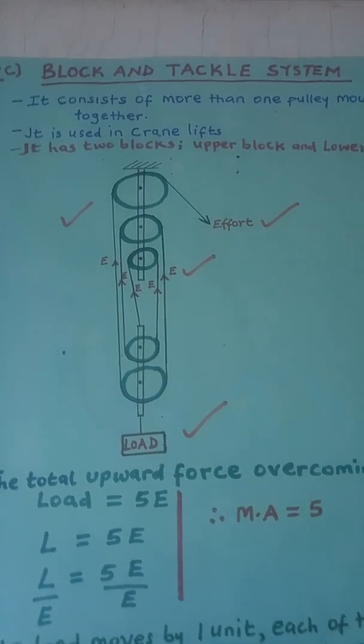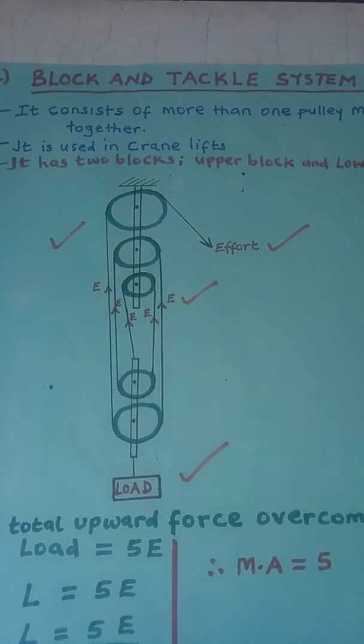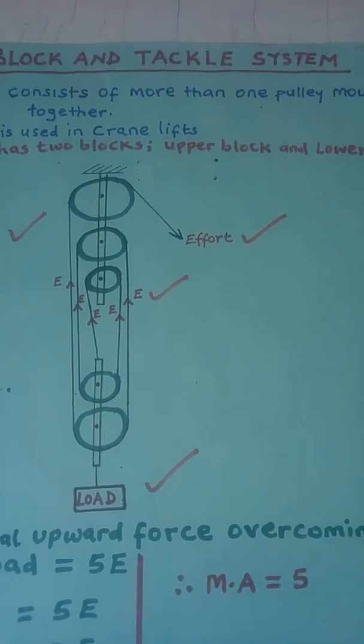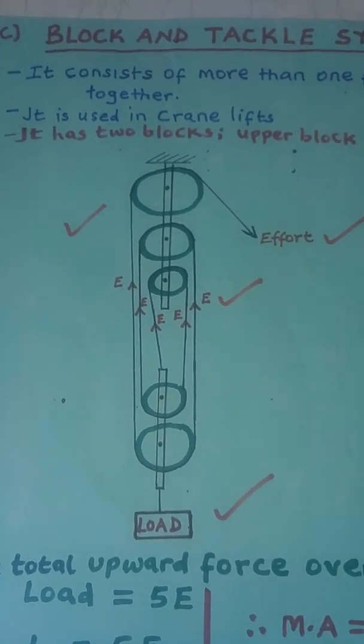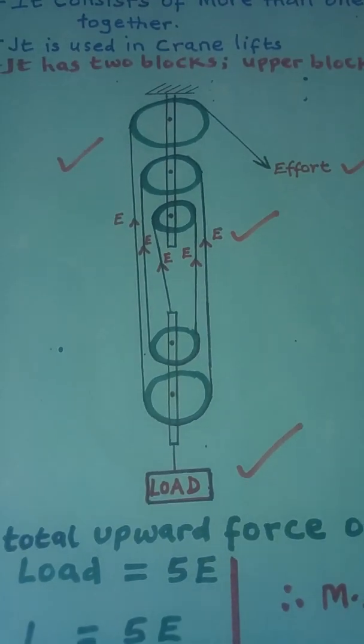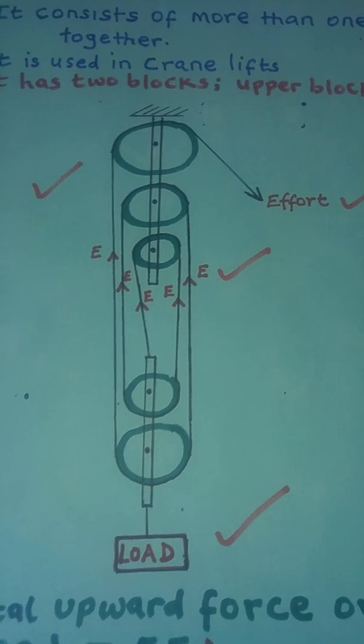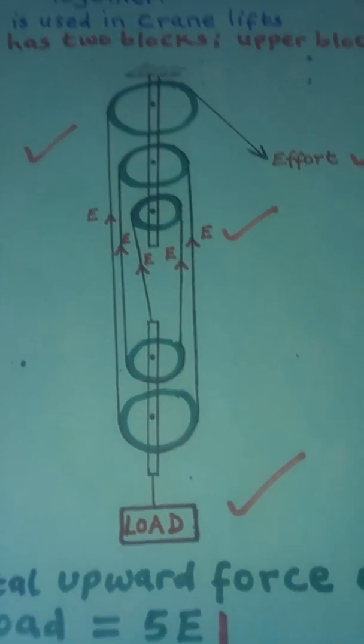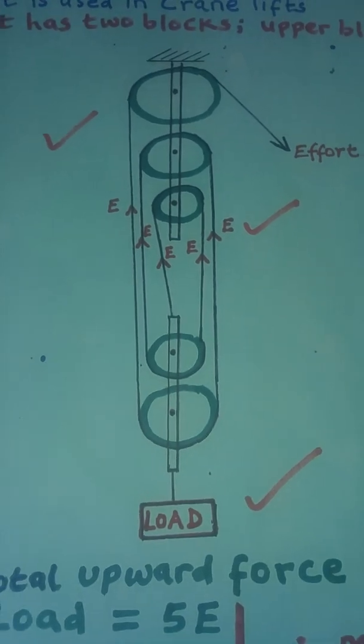So we have the third type of pulley, called the block and tackle system. Block and tackle. You see? Just look at this diagram. This is how a block and tackle system looks like. When you look at this diagram, you realize that a block and tackle system will always have more than one pulley.